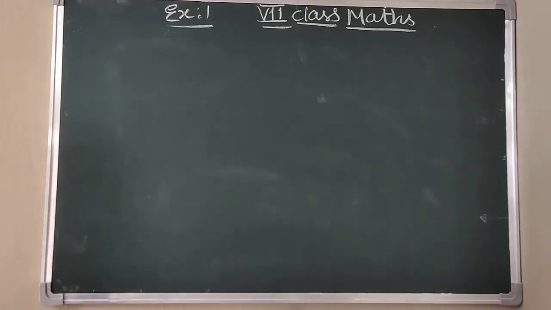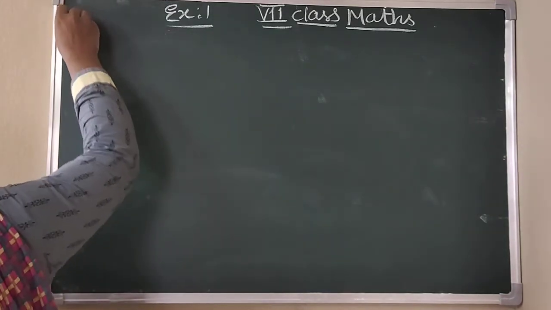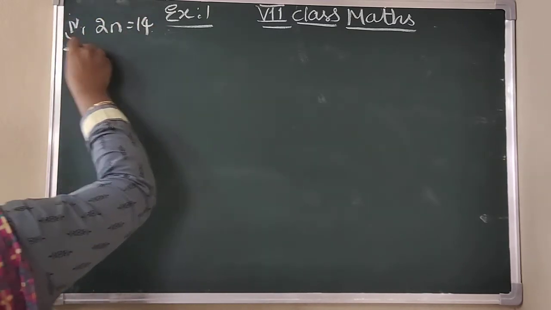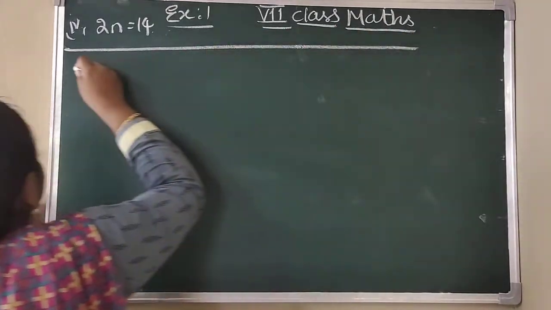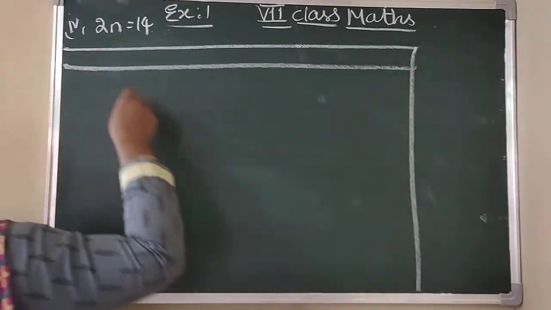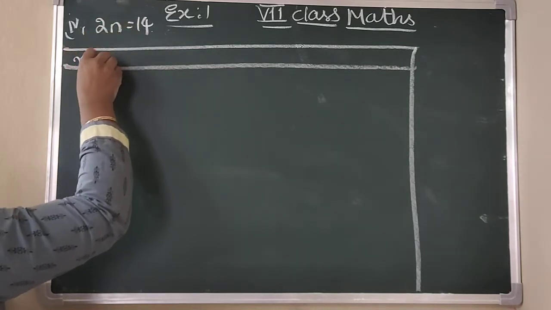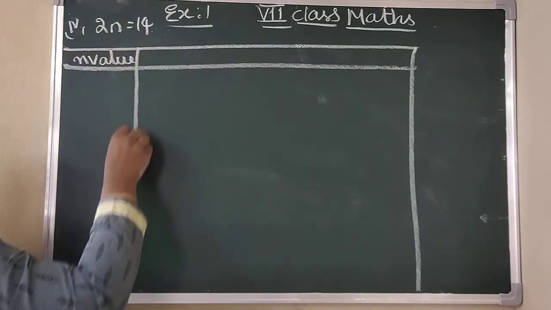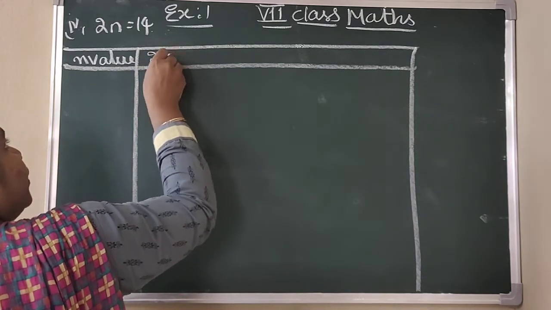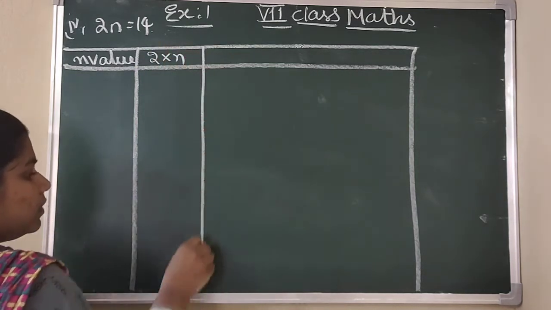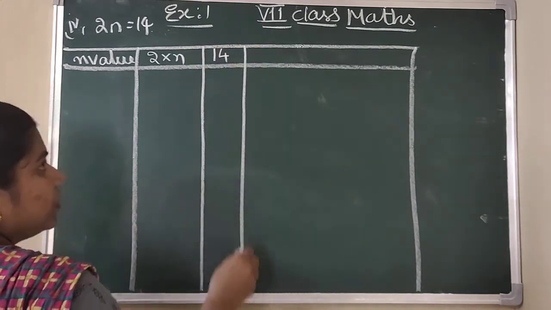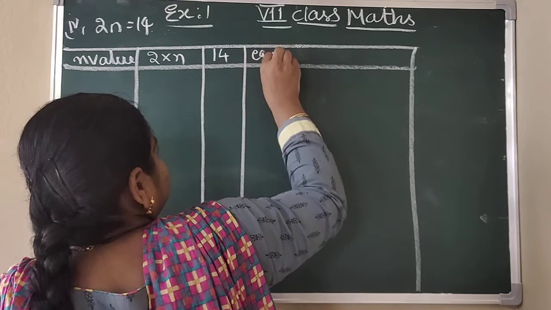Fourth is 2n is equals to 14. Now we have to find the n value. Draw a tabular form. First is n value we are finding. So n value. Next is LHS part, that is 2 into n. Next is RHS part, that is 14. Equal or not equal?